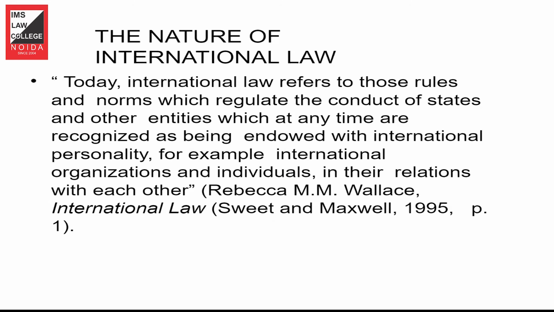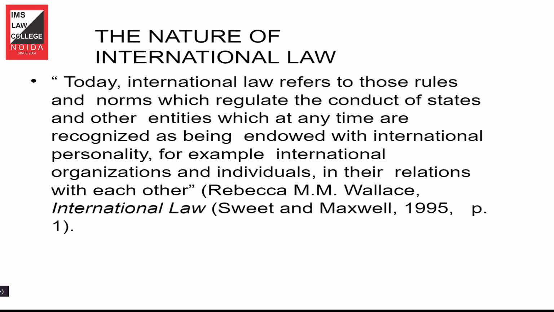Now, according to Oppenheim, the definition of international law is a body of rules established by custom or treaty and recognized by nations as binding in their relations with one another. This is the definition given by the jurist Oppenheim.